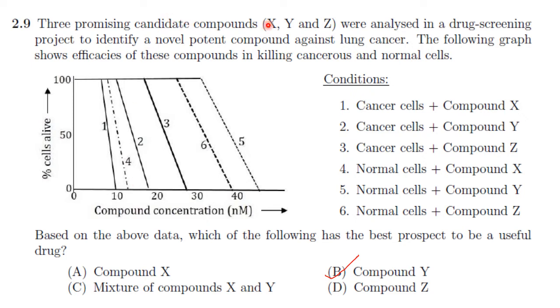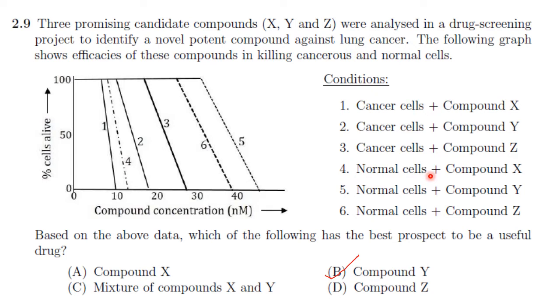3 promising compounds, that is X, Y and Z, were analyzed in drug screening. They have analyzed the ability of compounds X, Y and Z to kill the cancer cells as well as to kill the normal cells. So before bringing a drug into the market to be sold as a treatment for cancer, you will see whether the compound or the drug affects the normal cells also.